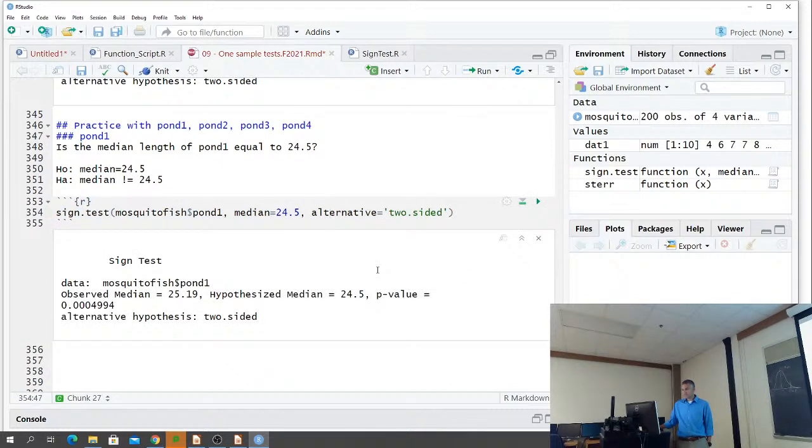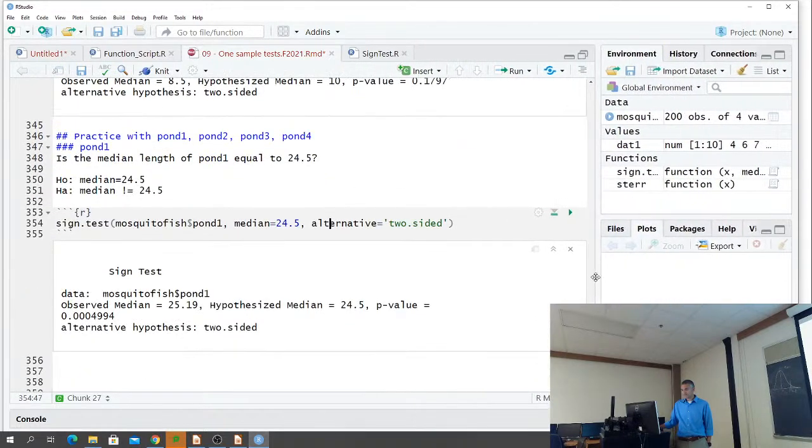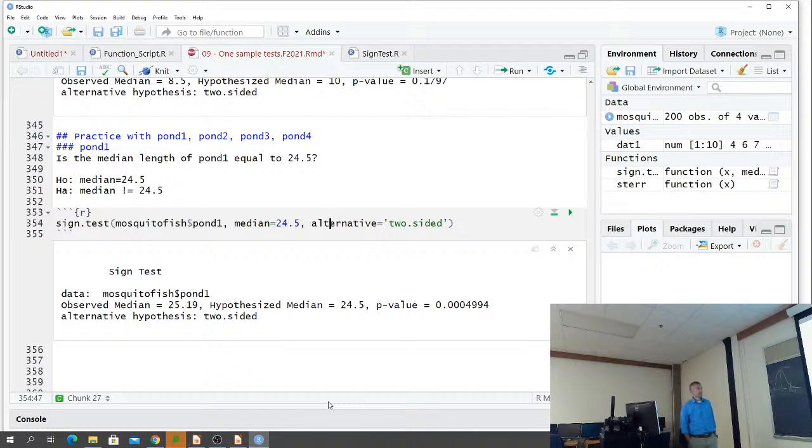There it is. Look at this. So again, output's pretty useful. It tells me what tests I ran. It tells me the data set that we used, our observed median, our hypothesized median, the p-value, and whether we're running a two-sided or a one-sided test. The only thing I didn't have it do is write our conclusion for us.